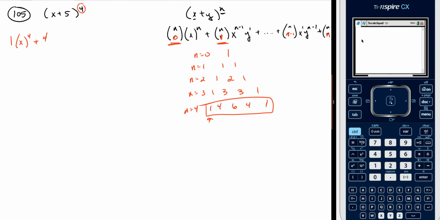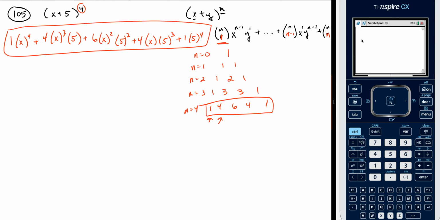plus 4 from my triangle times x cubed times 5, plus 6 times x squared times 5 squared, plus 4 times x to the 1st times 5 cubed, plus 1 times 5 to the 4th. So this is what happens when I expand out x plus 5 to the 4th using binomial expansion, and now I can simplify.